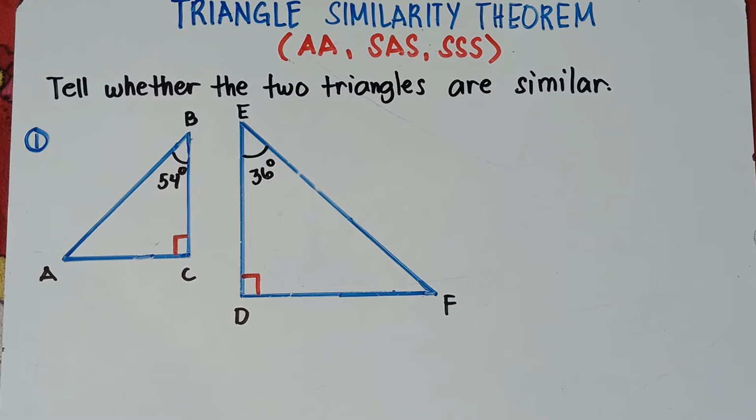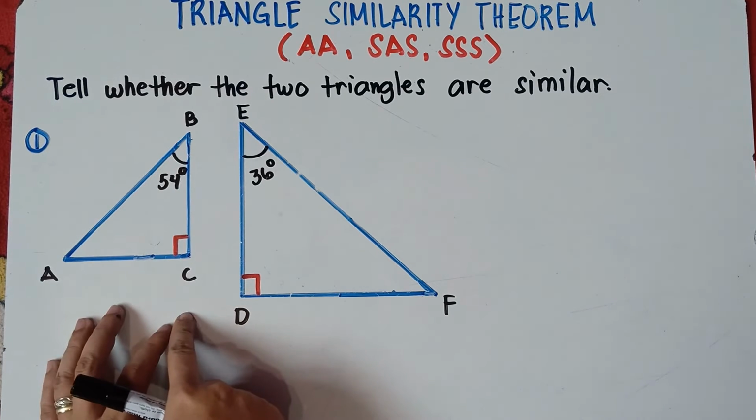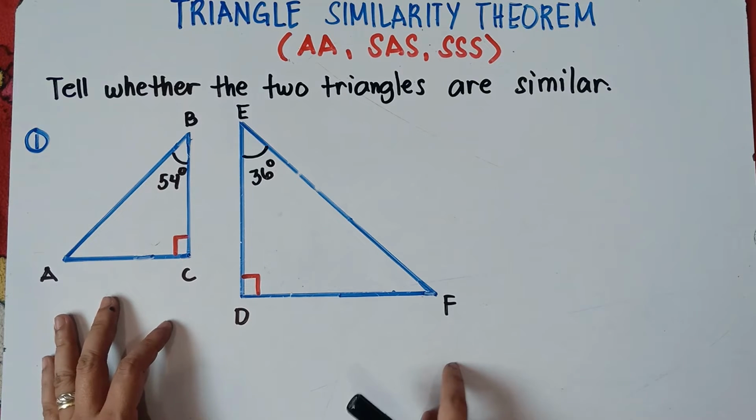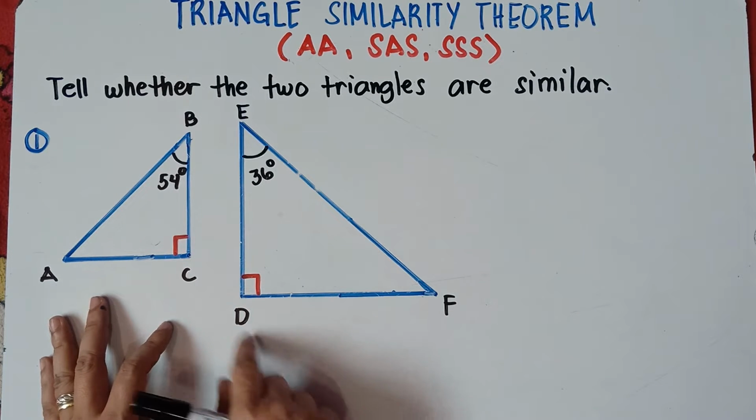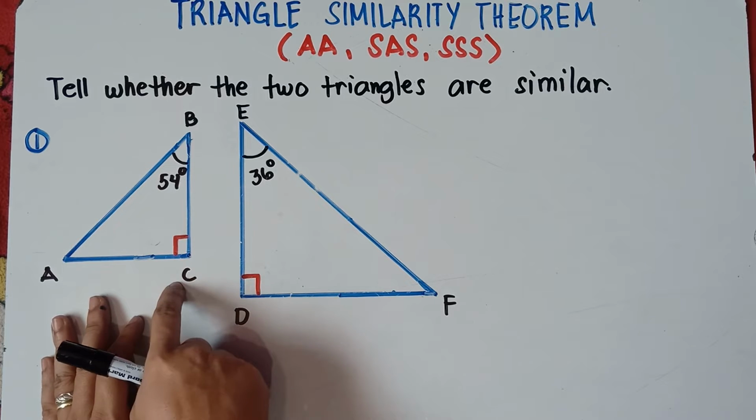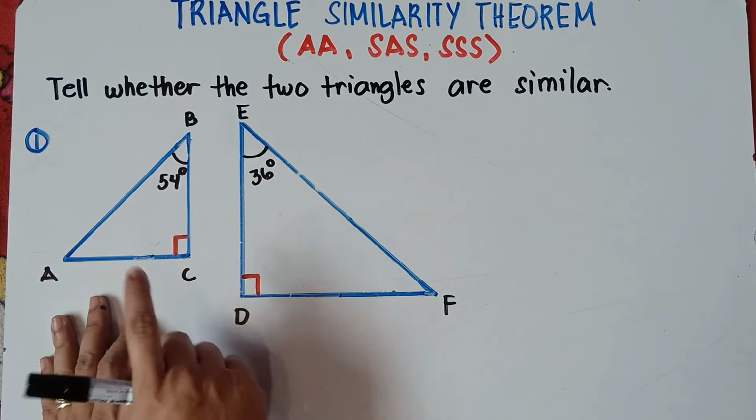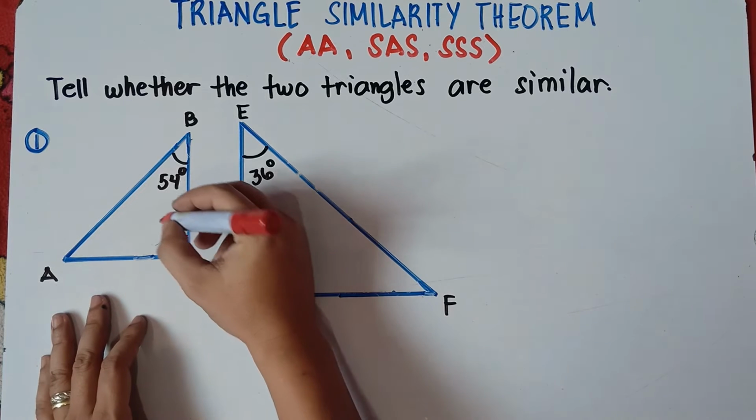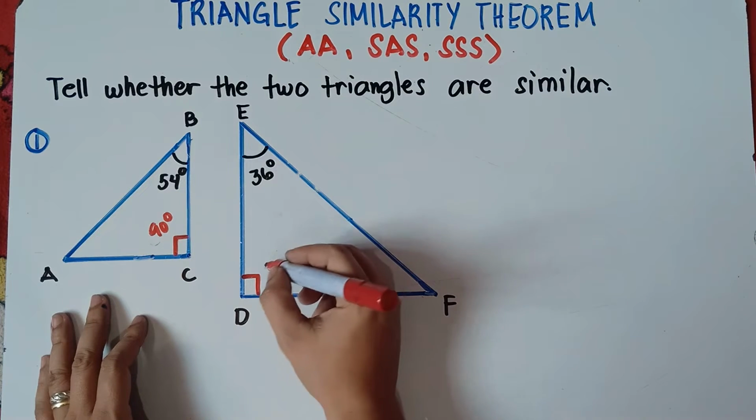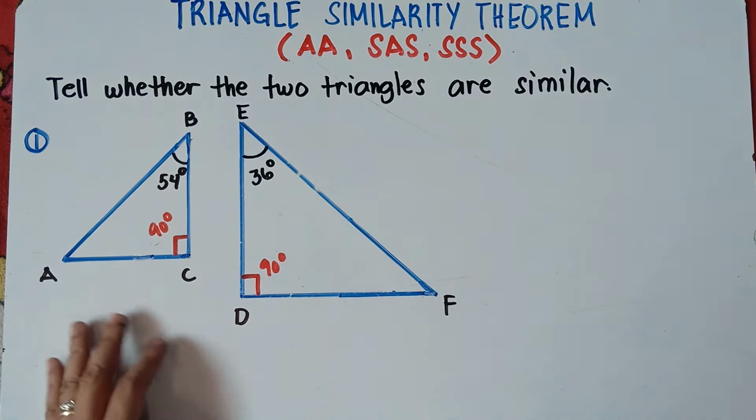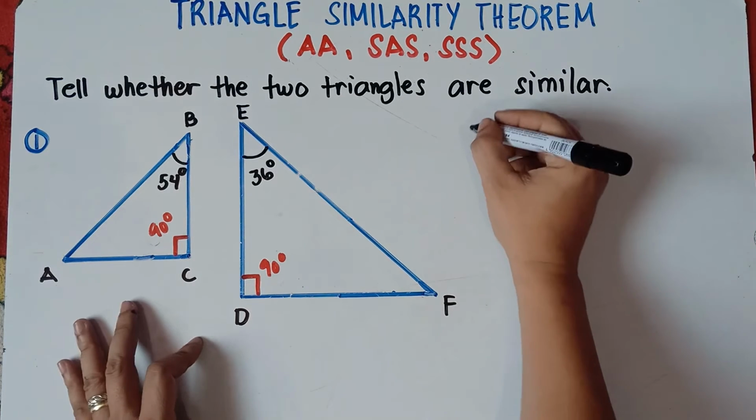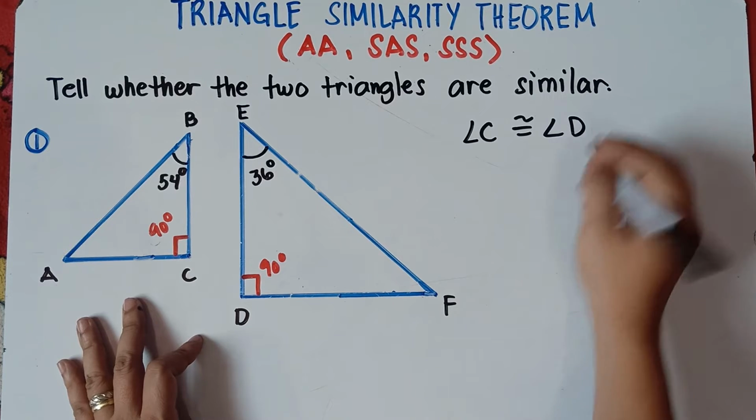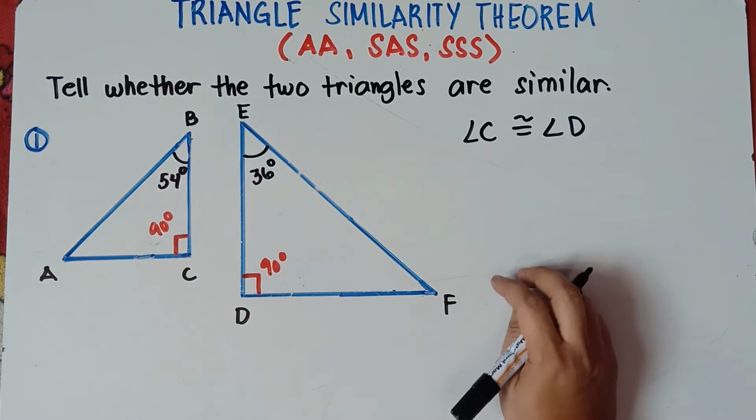For number one, we have given triangle ABC. Angle C is 90 degrees. We also have triangle DEF, and angle D is 90 degrees. Once again, class, if you have this kind of marking, it means a 90 degree angle, a right angle. So angle C is 90 degrees, and angle D is also 90 degrees. So we can say that angle C is congruent to angle D. So we already have one pair of congruent angles.